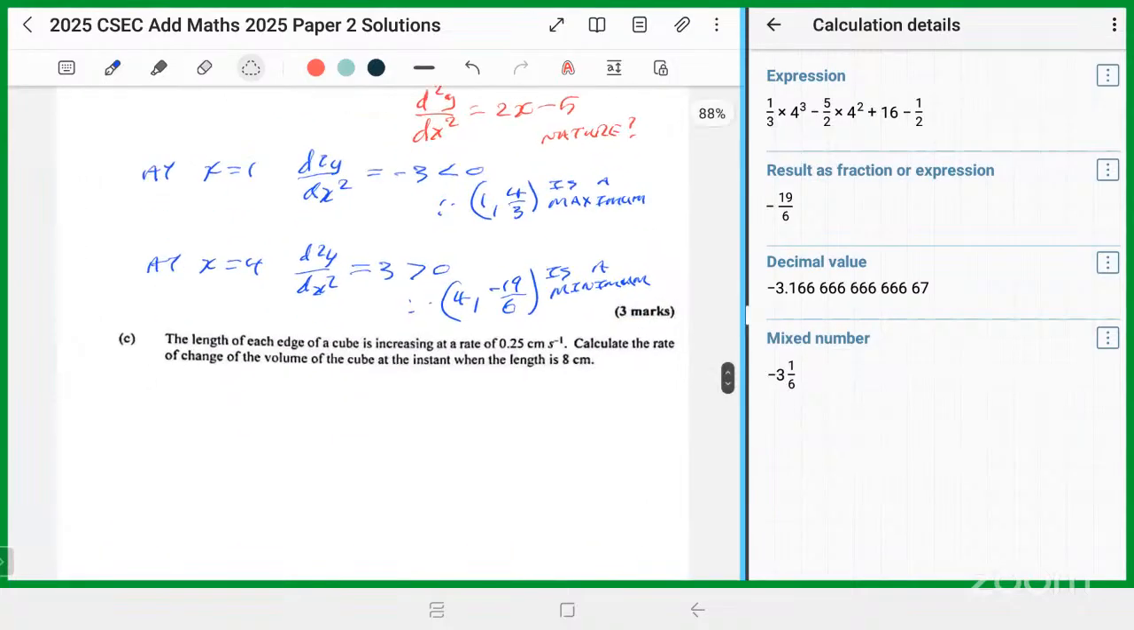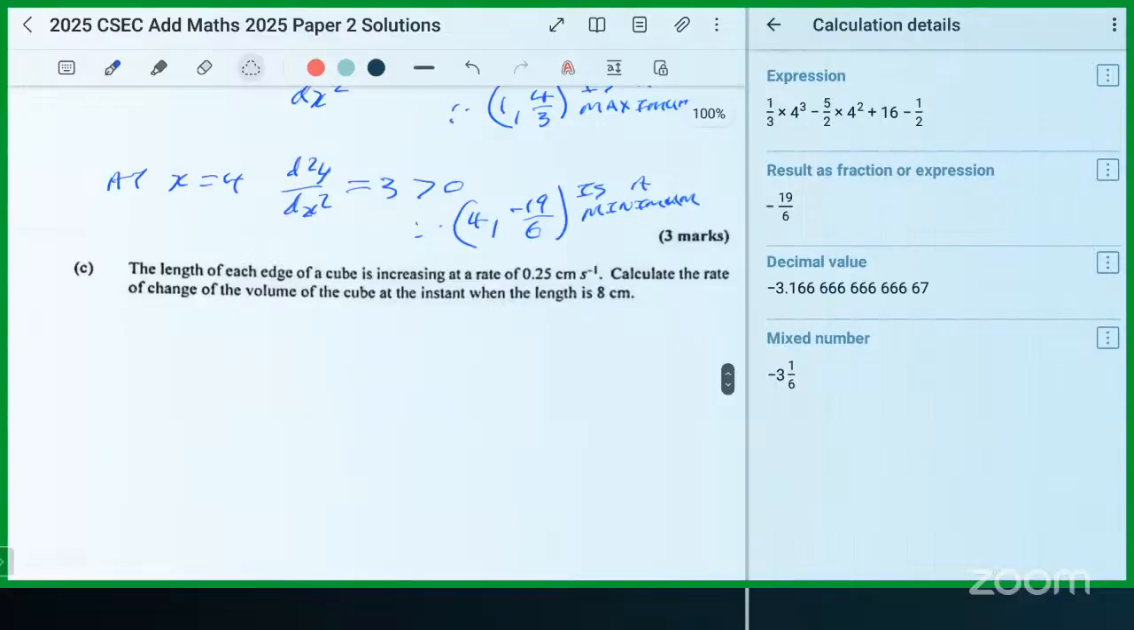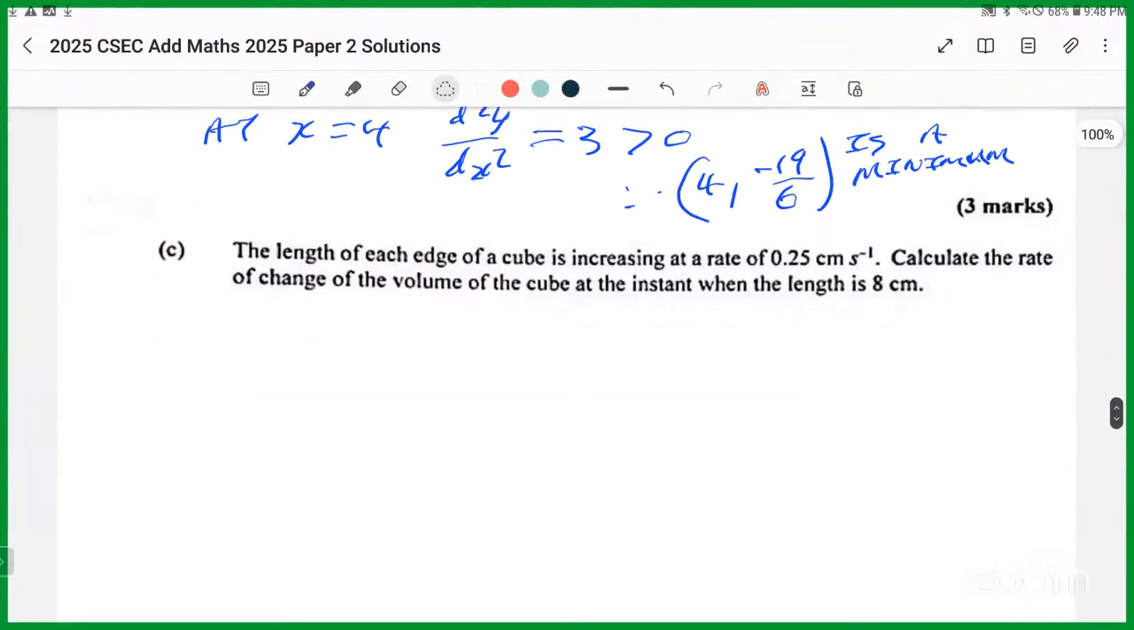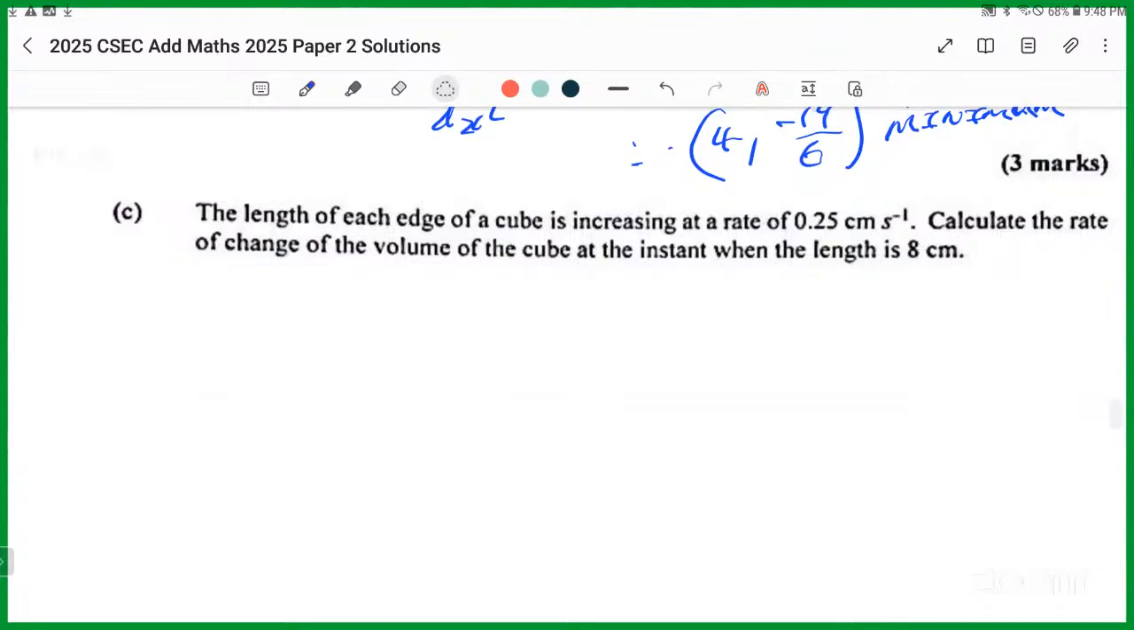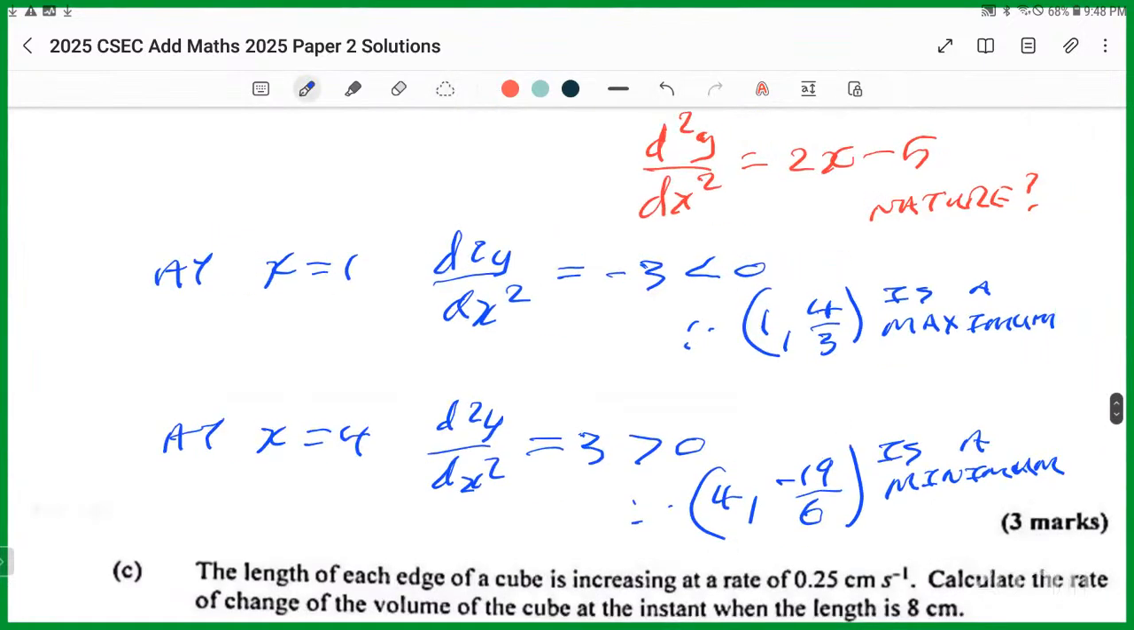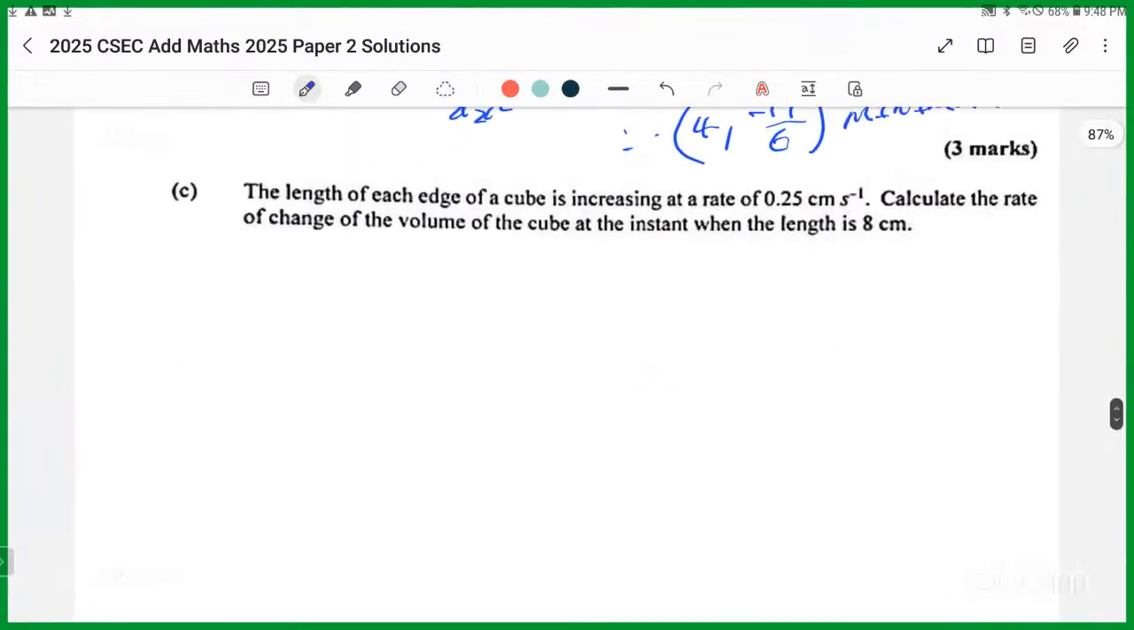All right, next part. This part says the length of the edge of a cube is increasing at a rate of 0.2 centimeters per second. And that's the rate of change of the length of a cube. So like I have a cube like this. Let's sketch out one quickly. I still know how to do this. Yes, I do. The cube looks like that. Then these blue pen lines inside here.